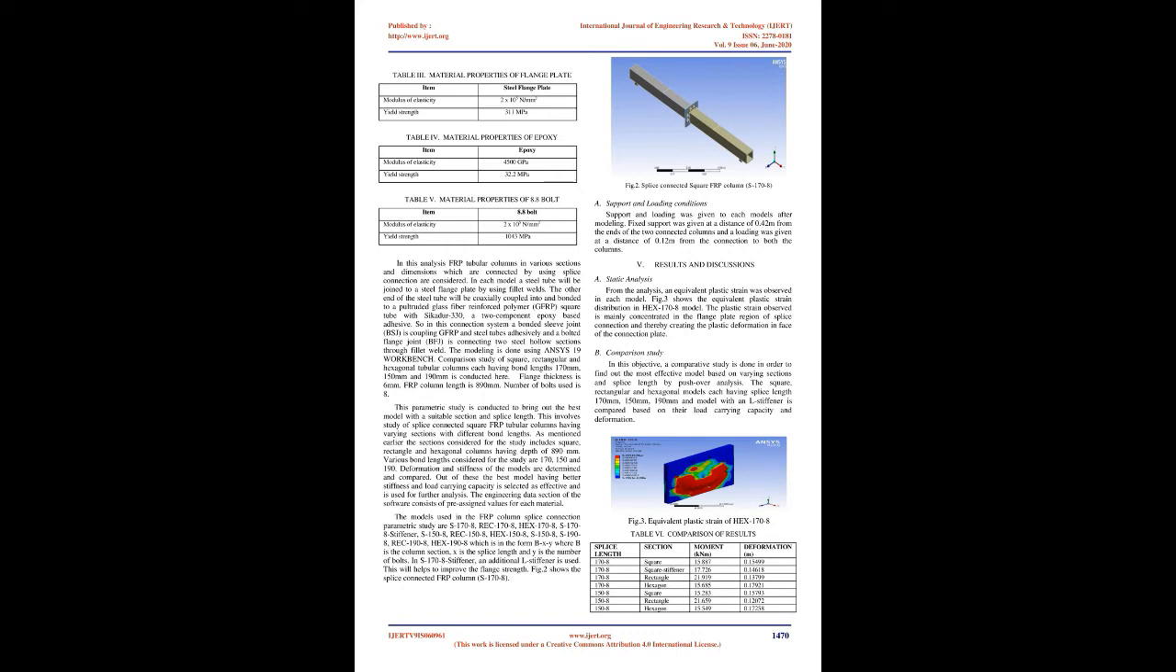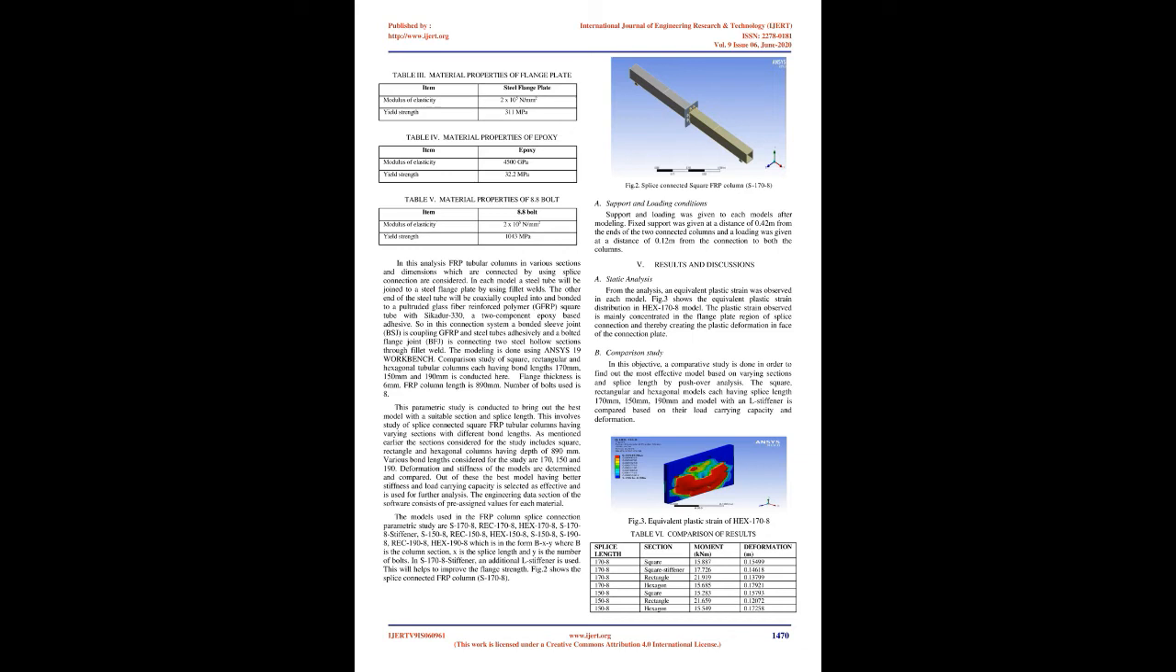So in this connection system, a bonded sleeve joint, BSJ, is coupling GFRP and steel tubes adhesively, and a bolted flange joint, BFJ, is connecting two steel hollow sections through fillet weld. The modeling is done using ANSYS Workbench. A comparison study of square, rectangular, and hexagonal tubular columns, each having bond lengths 170 mm, 150 mm and 190 mm, is conducted here. Flange thickness is 6 mm, FRP column length is 890 mm, and the number of bolts used is 8.